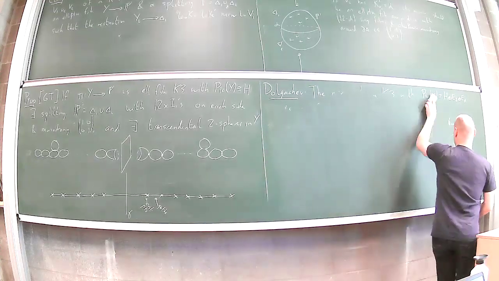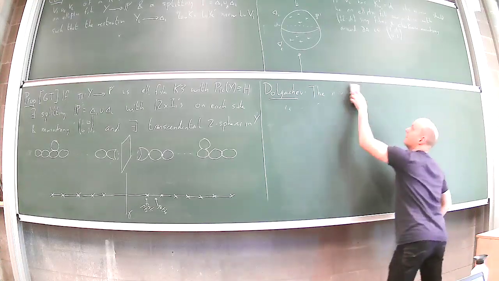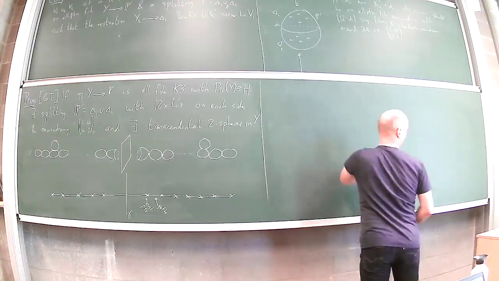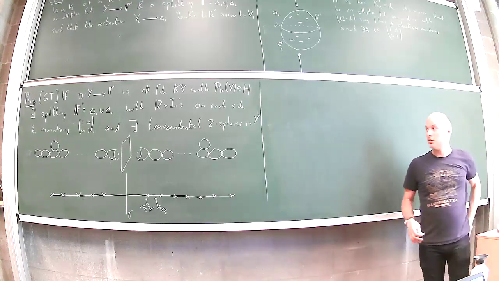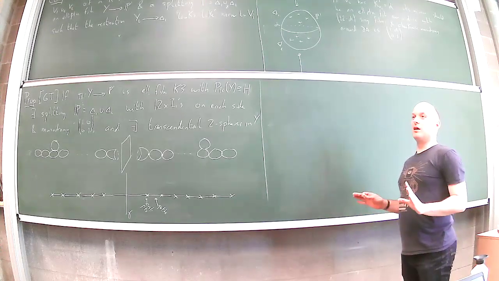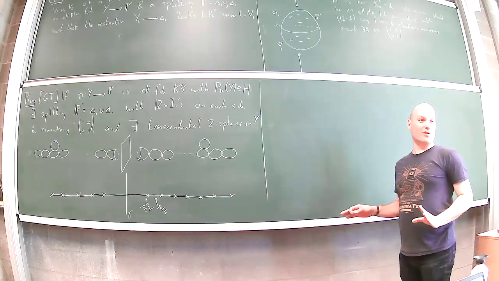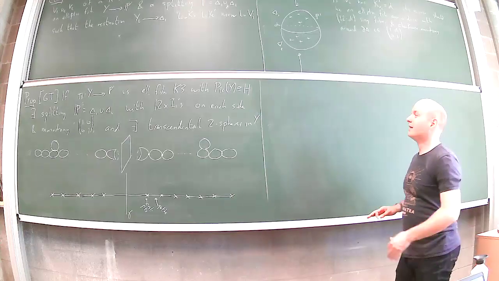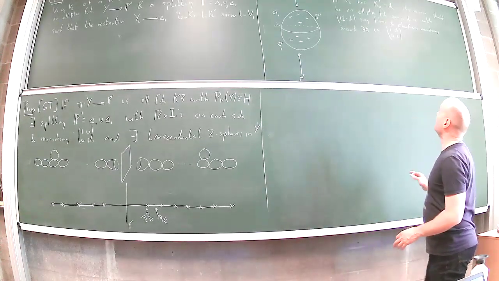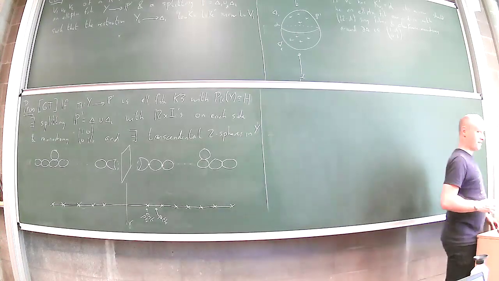Can I ask you stuff? Yeah, go for it. So, any K3 with Picard lattice H plus E8 plus E8 will be mirrored to this example, right? By definition. Generally, mirror symmetry is something which relates a family of things to a family of things.